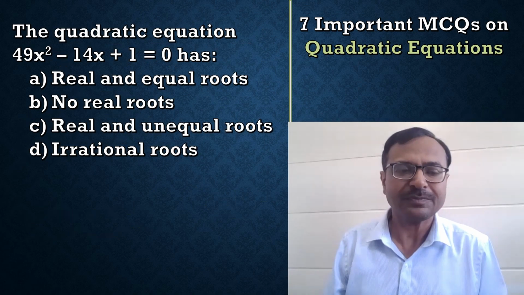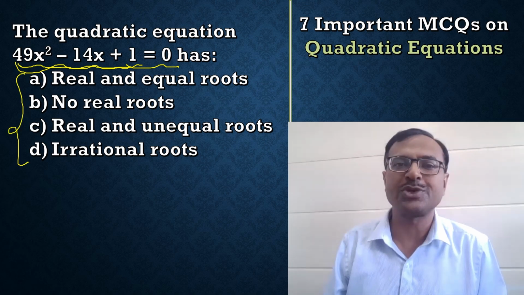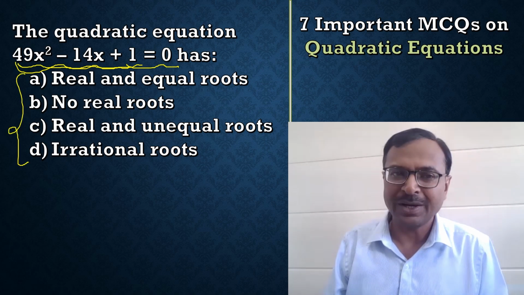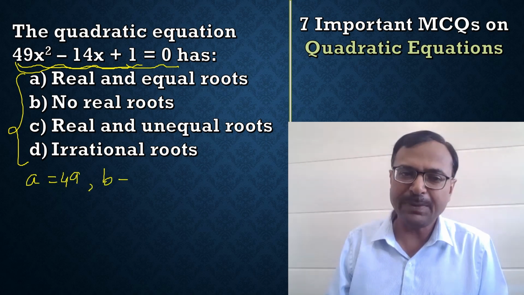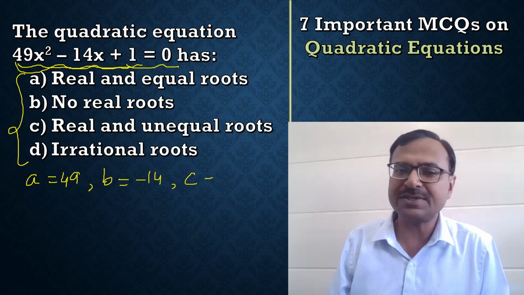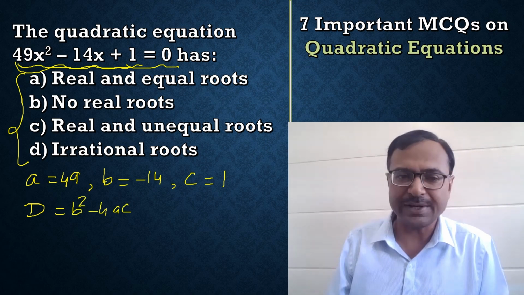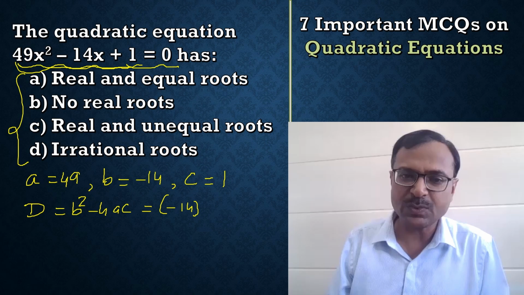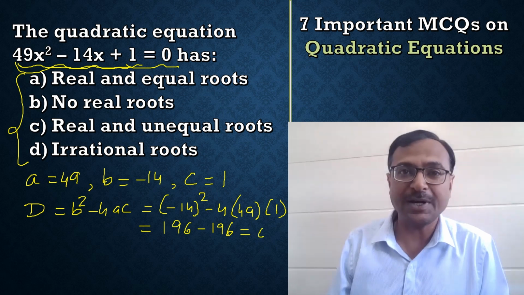Let's see the second question. Here we have a quadratic equation 49x square minus 14x plus 1 equal to 0, and we need to find the nature of roots of this quadratic equation. How do you do that? You just have to identify the value of a, which is 49, the value of b, which is negative 14, and the value of c, which is 1, and find the corresponding discriminant, which is b square minus 4ac. B square is minus 14 square, minus 4 times a is 49, c is 1. So your answer is 196 minus 49 times 4, which is again 196. That means the discriminant is 0.